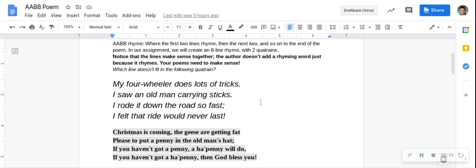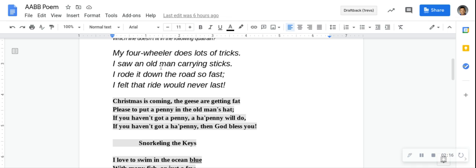You'll have 8 total lines. Very similar to what you're seeing here. A quatrain is just like what you see here. My 4-wheeler does lots of tricks. I saw an old man carrying sticks. I rode it down the road so fast, I felt that ride would never last. So here's an AA, right? This is A and A. This is B and B because they rhyme in a pattern, right? These two rhyme and these two rhyme, right? Now that's one quatrain.